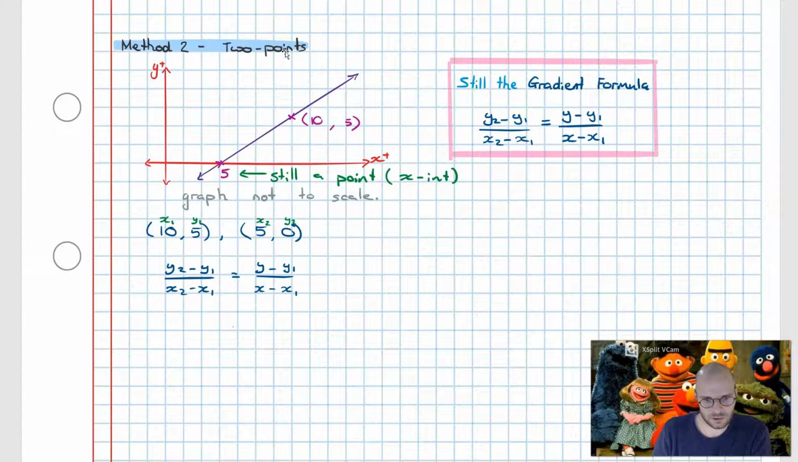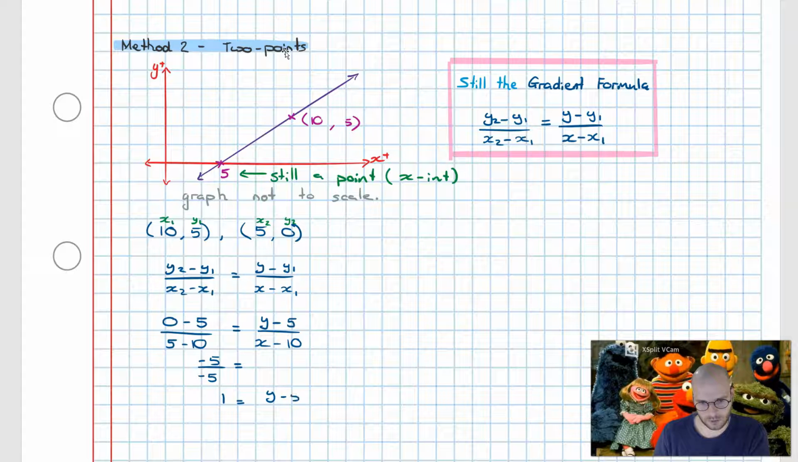Subbing in the values, y2 in this case is 0, take 5. Then we have x2, 5, take 10. Going across, this will give us a value of minus 5. 5 take 10 is minus 5. So overall it's going to be 1. 5 divided by 5 is 1.